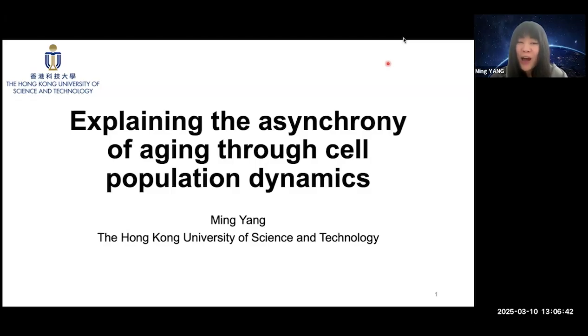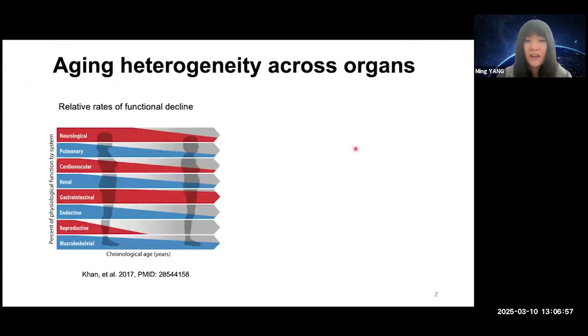Today I'm going to talk about aging in terms of heterogeneity. In particular, I want to talk about how different organs or tissues within the same individual appear to age differently. I guess it is common knowledge these days that aging heterogeneity is everywhere. It happens across different scales. You can see different species have different lifespans.